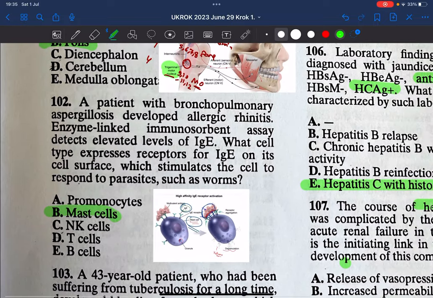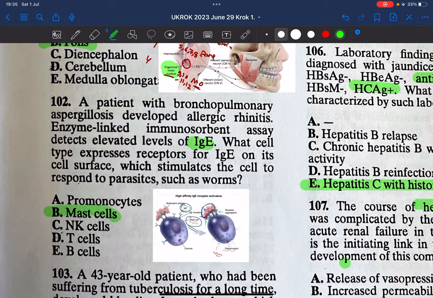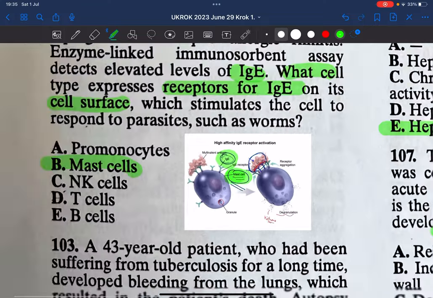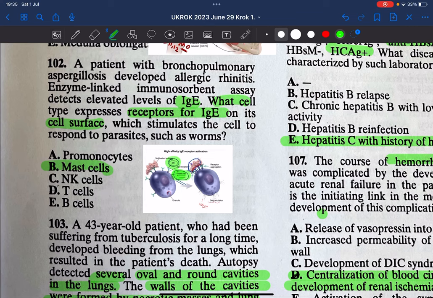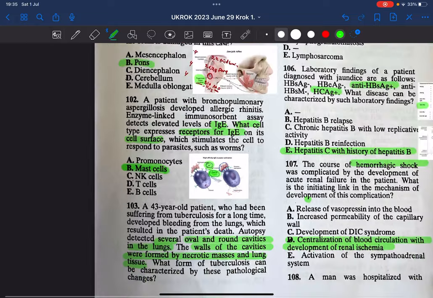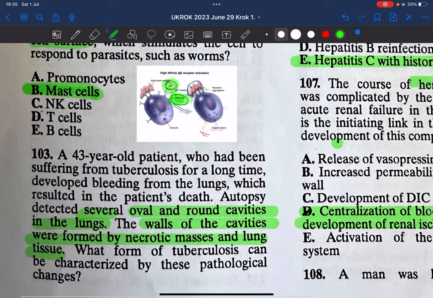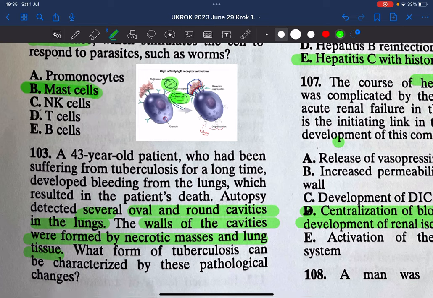We have IgE receptors on the surface of some cells. What cells express IgE on their surfaces? These are the mast cells. They are the cells that get activated when the IgE on their surface cross-links to produce an allergic response.